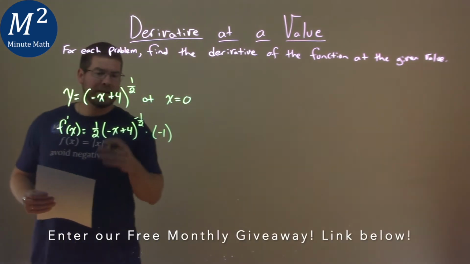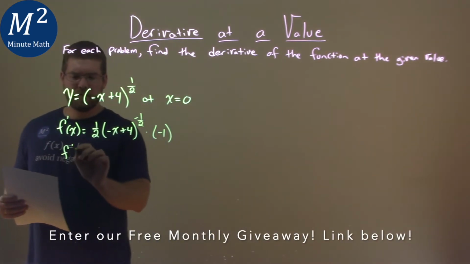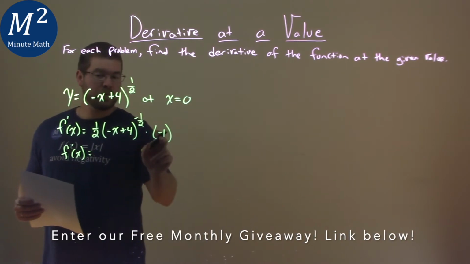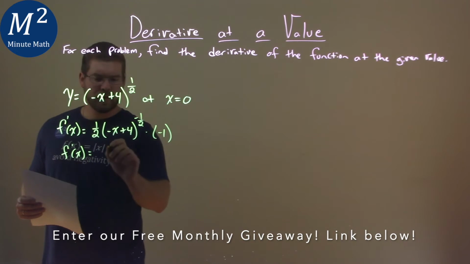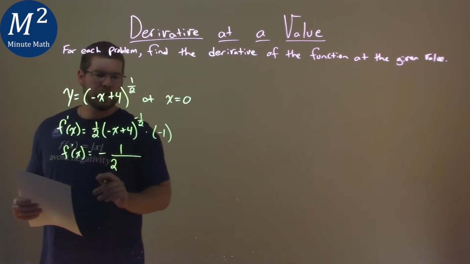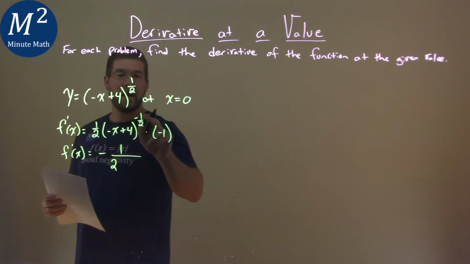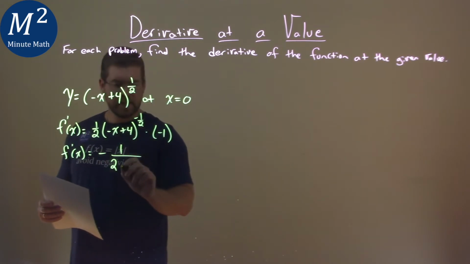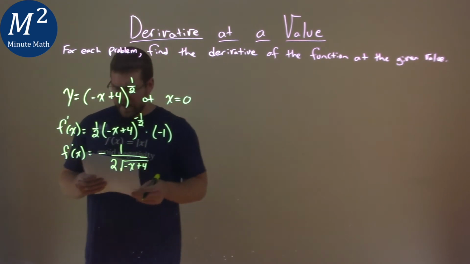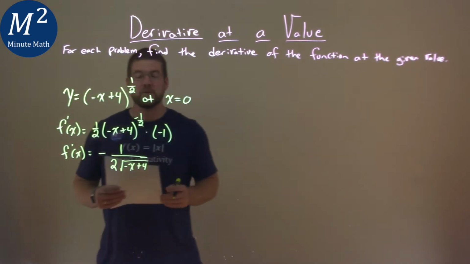Now from here we can simplify this a little bit. F prime of x is equal to, we can write this as a fraction. The only thing in the numerator is that negative 1, so we have a negative out front, 1 up top. 2 stays down here, and then bring this 1/2 down to the denominator, that's right, as a square root of negative x plus 4. And it's pretty easy, we have our derivative.